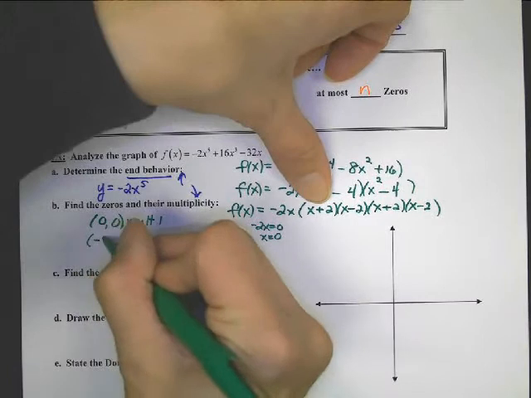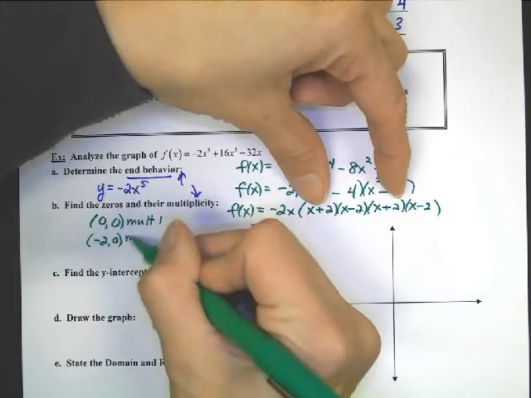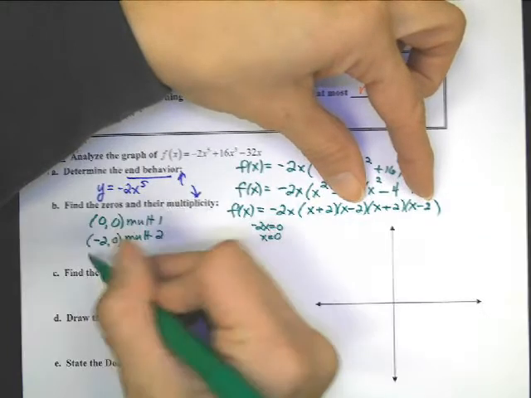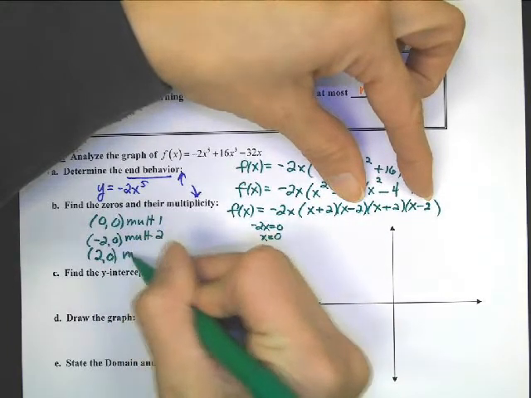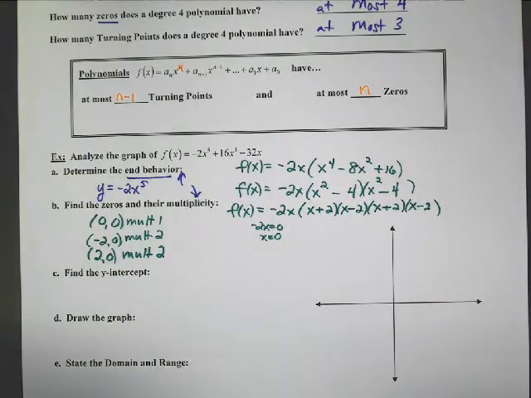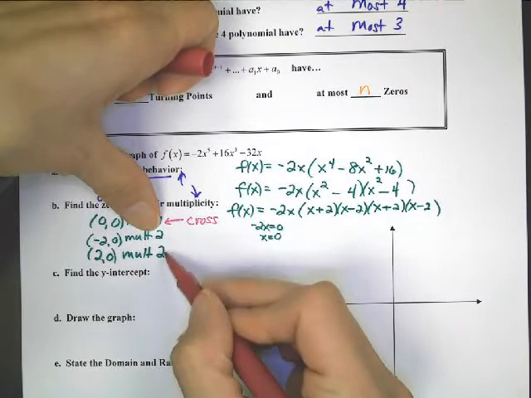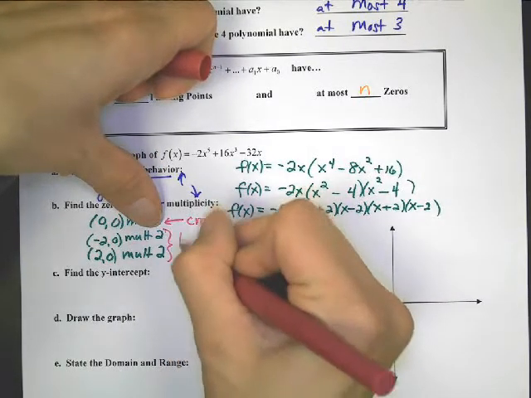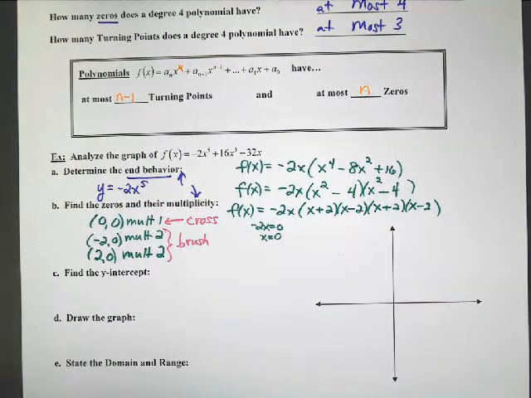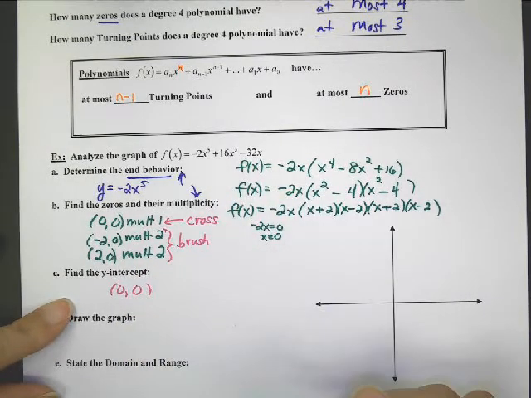All right, the next one is negative 2, 0, but I notice that that factor appears twice. So the multiplicity is 2. And the last one's also a double, 2, 0 with multiplicity 2. Now let's put some meanings to those multiplicities. If the multiplicity is odd, then it's going to cross. If the multiplicity is even, both of these are going to brush. The y-intercept, you would put 0 in for x. 0 plus 0 plus 0 makes us 0.